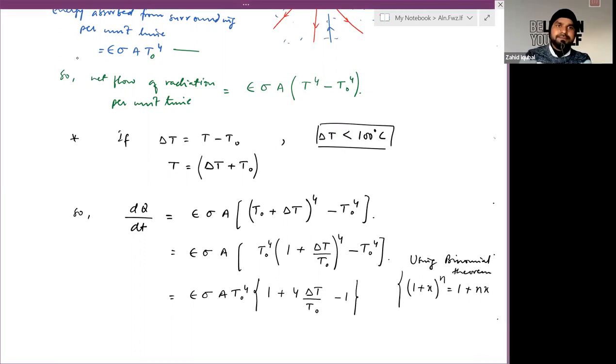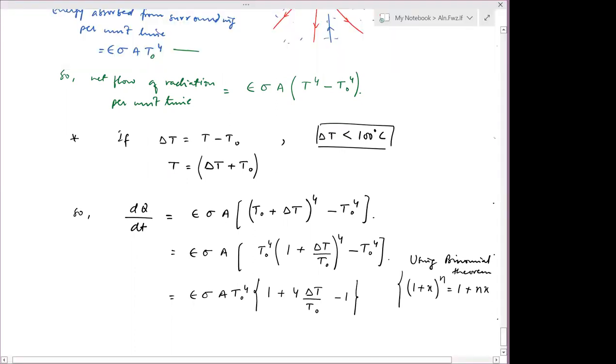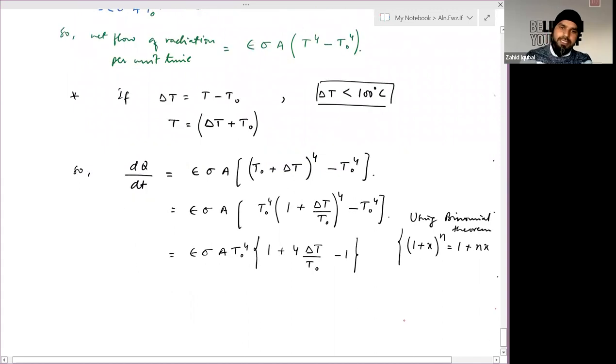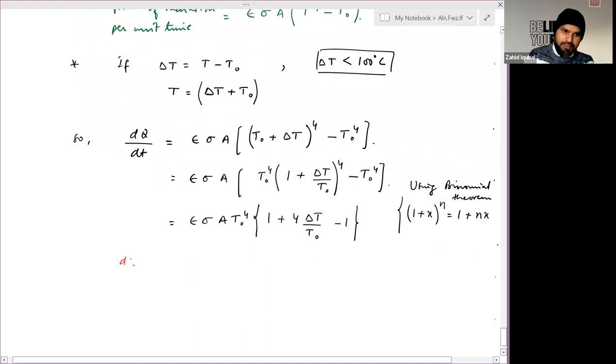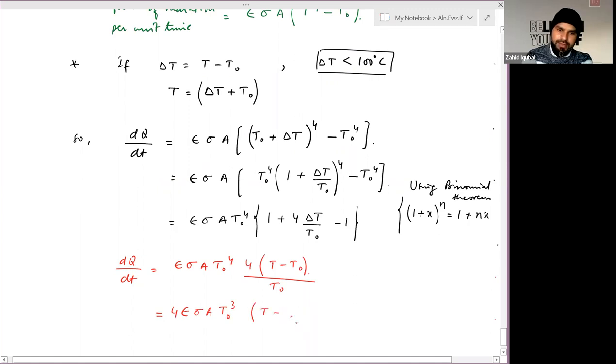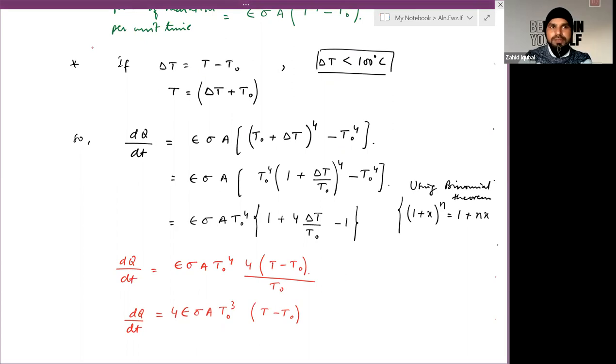Any doubt? No, sir. Now, on further simplifying, 1 and minus 1 will cancel out. So you will write dQ over dt equals epsilon sigma A T naught to the power 4 common. In the numerator, we have 4 times delta T, which is T minus T naught, divided by T naught. On further simplifying, you will get epsilon sigma times the area of the body times temperature to the power 3 multiplied by 4 times (T minus T naught) equals dQ by dt. This expression is the basis of Newton's law of cooling.